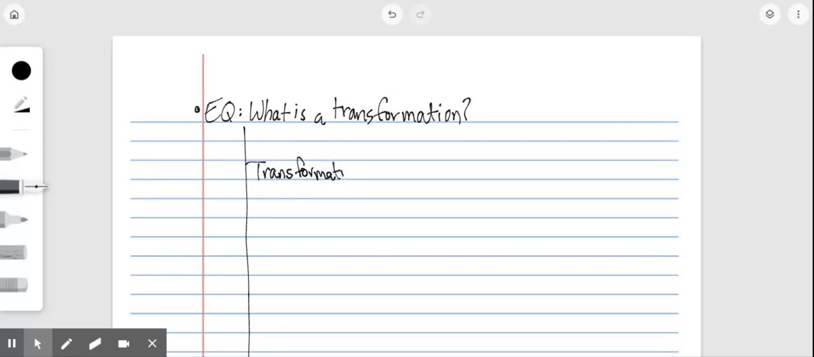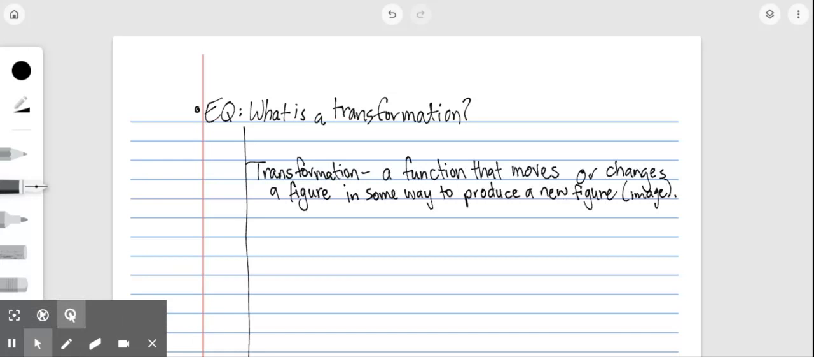A transformation is like a function or a motion that moves or changes a figure, so like an object, in a way to produce a new figure called the image. Okay, so when I'm talking about this, I basically mean if you have, let's say, a dot, you can use a transformation and move it over here. So I've translated or transformed that dot by moving it in one spot.